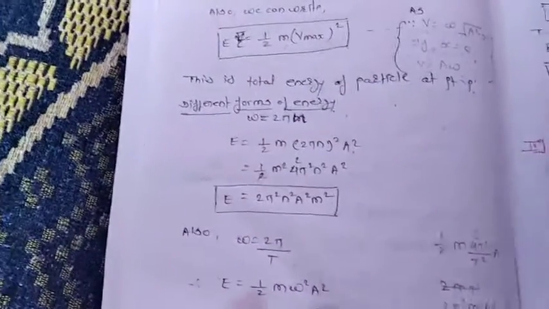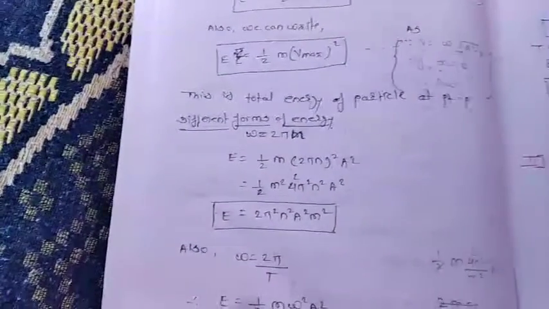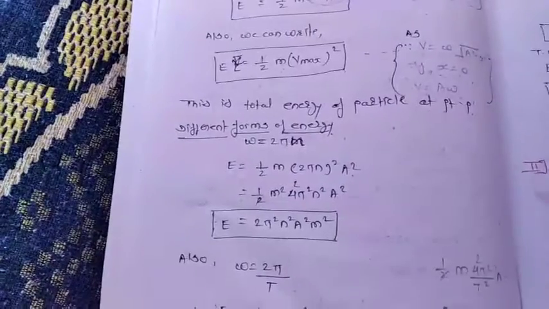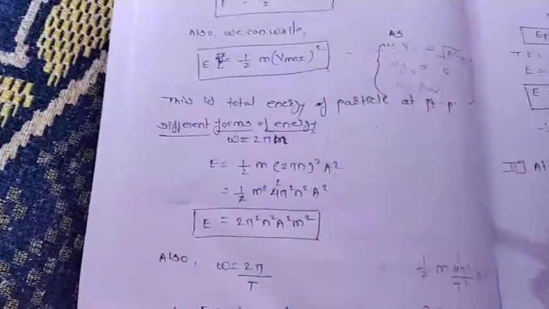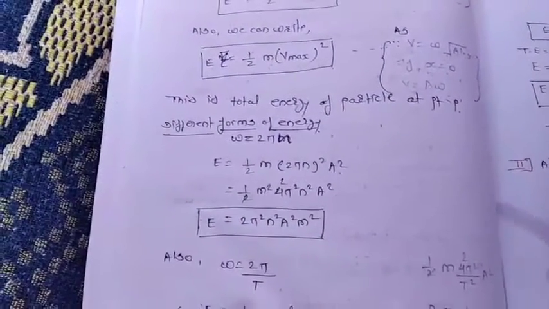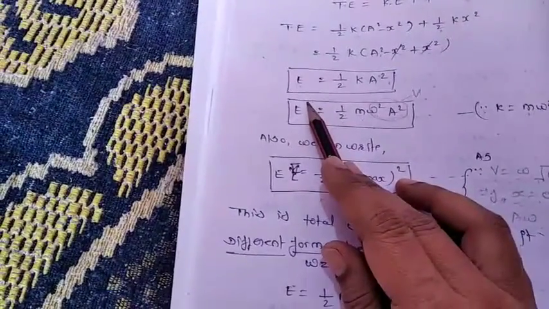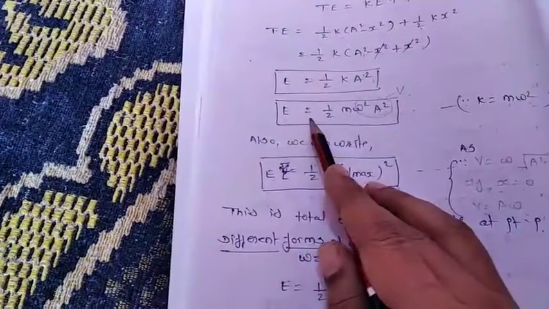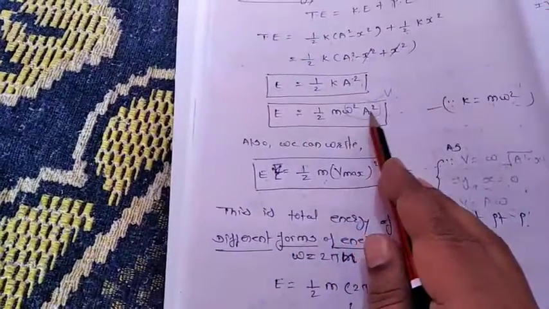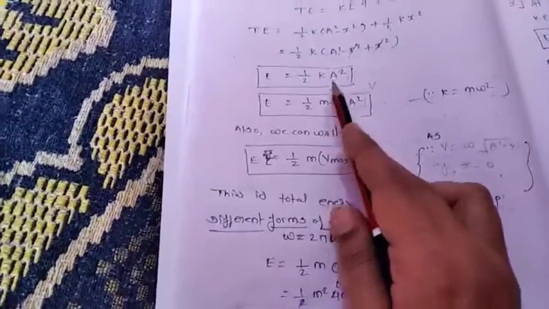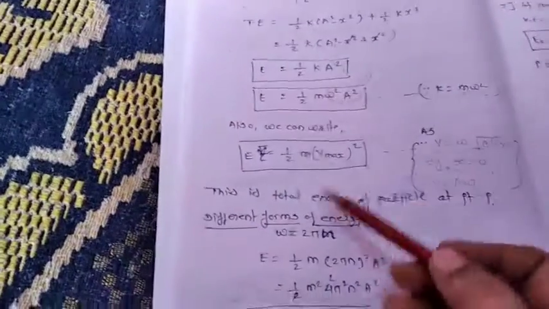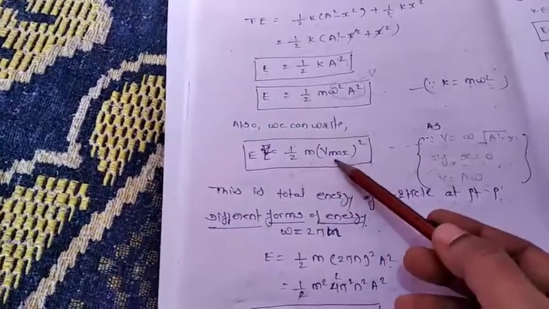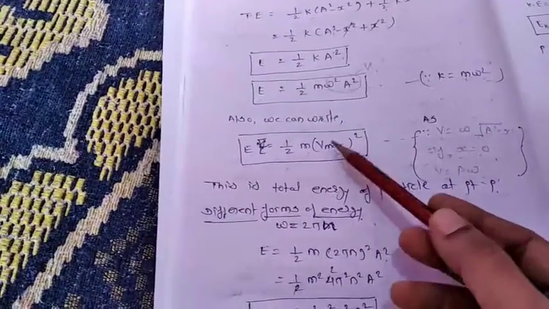Good morning, students. Yesterday we saw kinetic energy, potential energy and the total energy. That is the formula for kinetic, potential and the total energy. So this was the formula for the total energy: E is equal to 1/2 k a square, and the other form is E is equal to 1/2 m omega square a square, where k is this value, and E is equal to 1/2 m v max square.